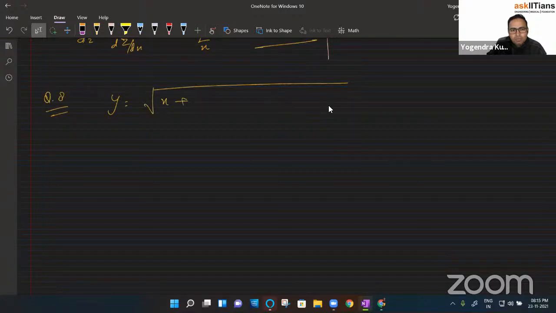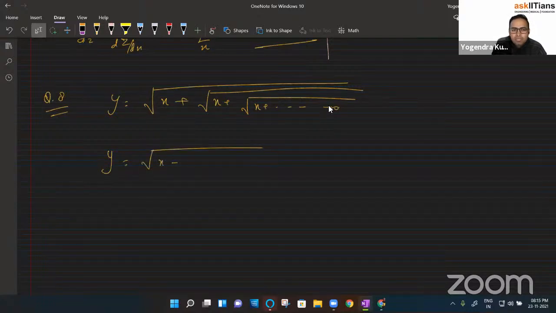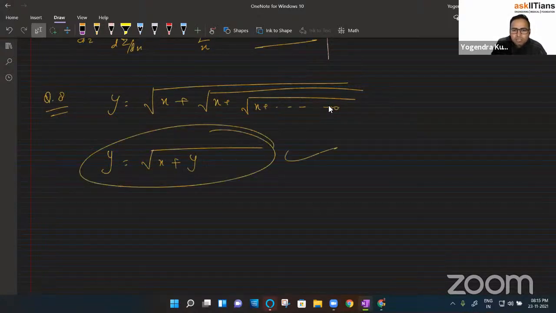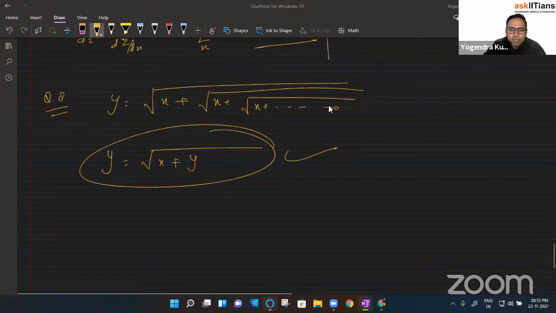Root of x plus root of x plus root of x. I hope you know, right? What is the method? It goes on infinite times, right? So we take from where the repetition is starting, and it will convert to this. Everyone knows this, right? Now differentiate on both sides, and we'll get the answer. Yes, Aryan, that is the answer. Yes, exactly. Very good.